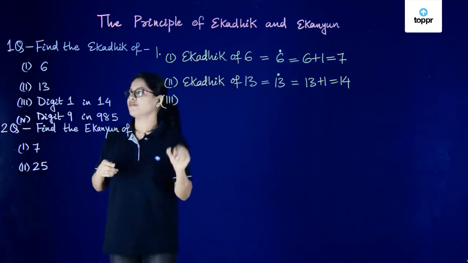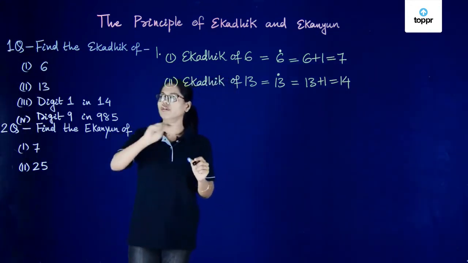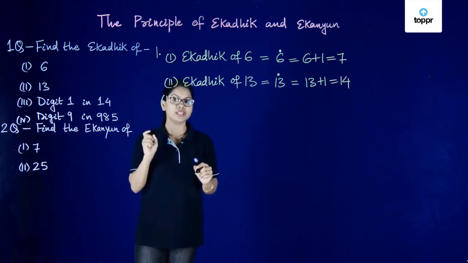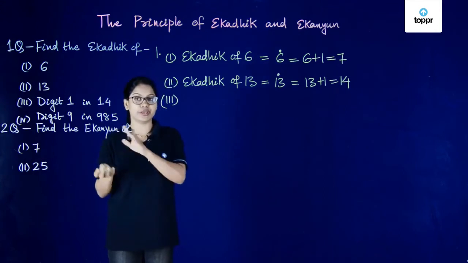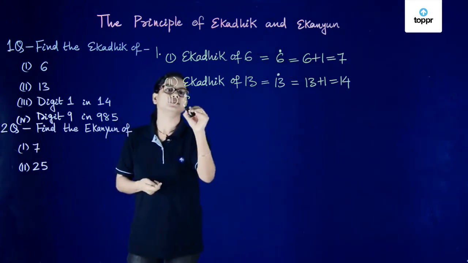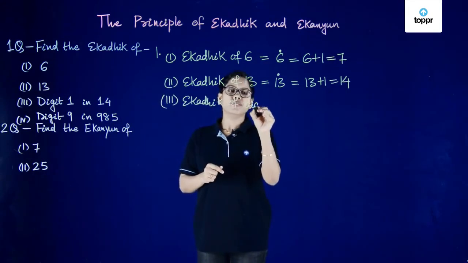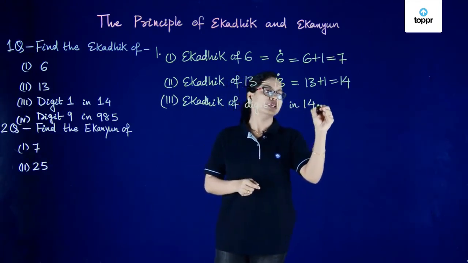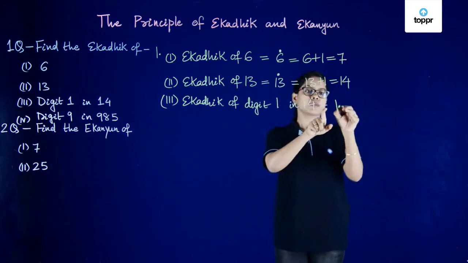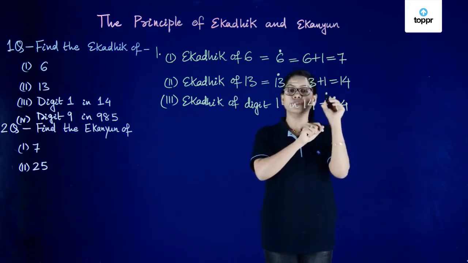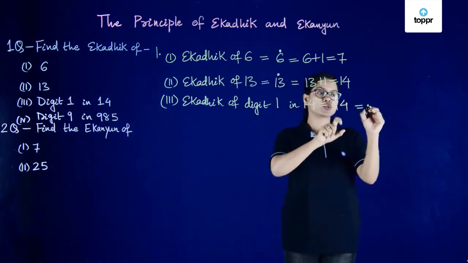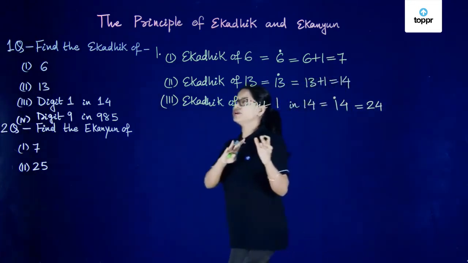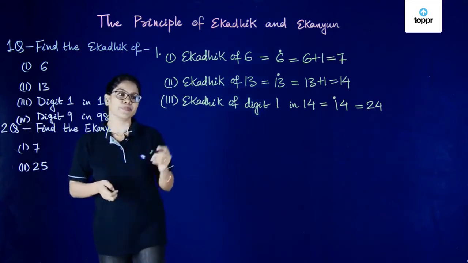Bit 3, we have to find the Ekadhik of digit 1 in 14. So, here we need to be careful. It's Ekadhik of just one digit in a given number. Ekadhik of digit 1 in number 14, that's equal to, so we put the dot right over the digit. And that's 1 plus 1 gives us 2 and the 4 remains as it is. So, 24 here is the answer in bit 3.